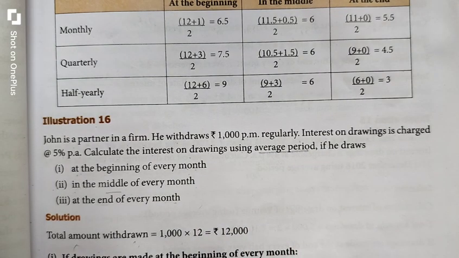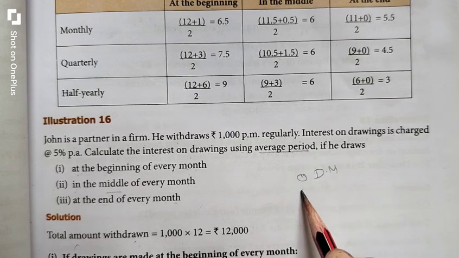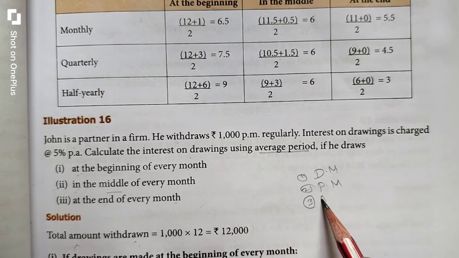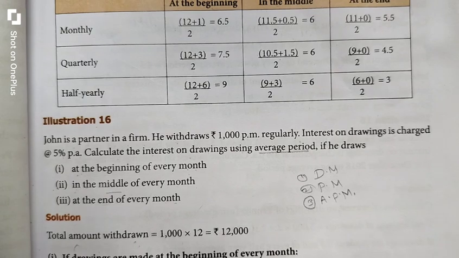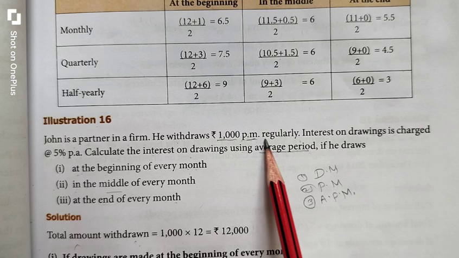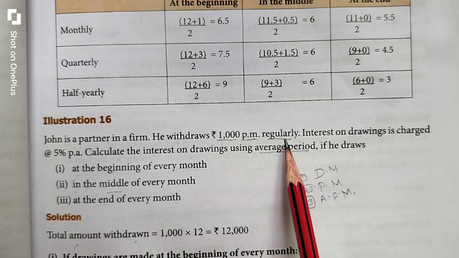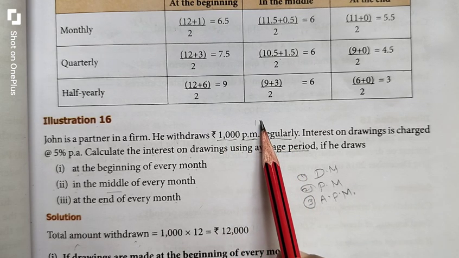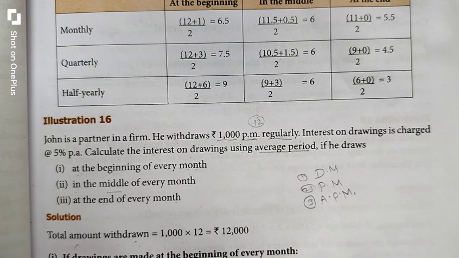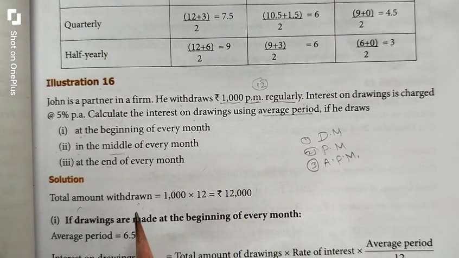We know very well about the calculation of interest on drawings under the direct method and under the product method. In this sum, we are going to calculate the interest on drawings under the average period method. John withdraws 1000 rupees per month regularly. How many months are there in 1 year? There are 12 months, so we have to find the total amount of withdrawal. The total amount of withdrawal is 1000 rupees into 12 months. You will get 12,000 rupees.